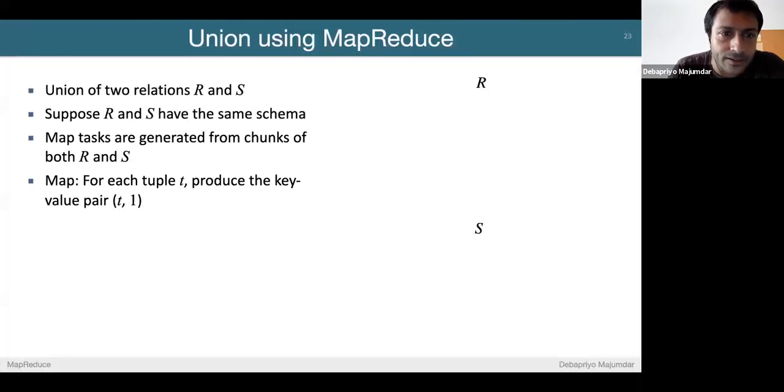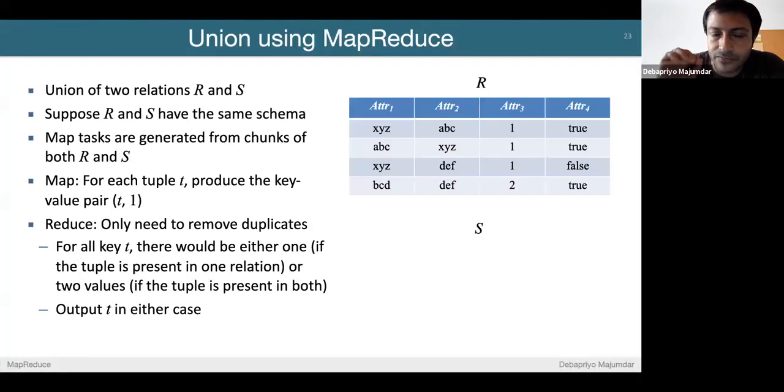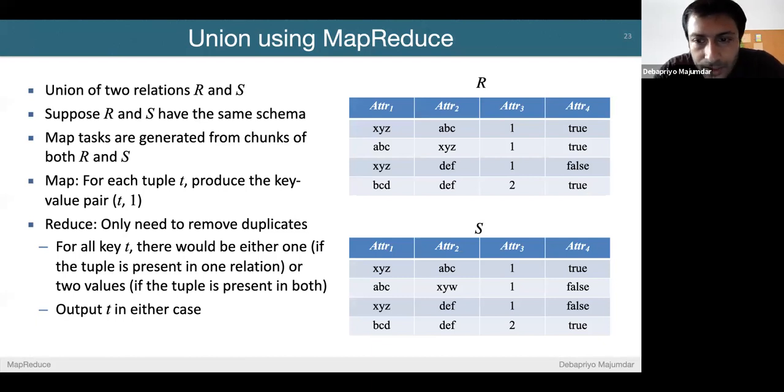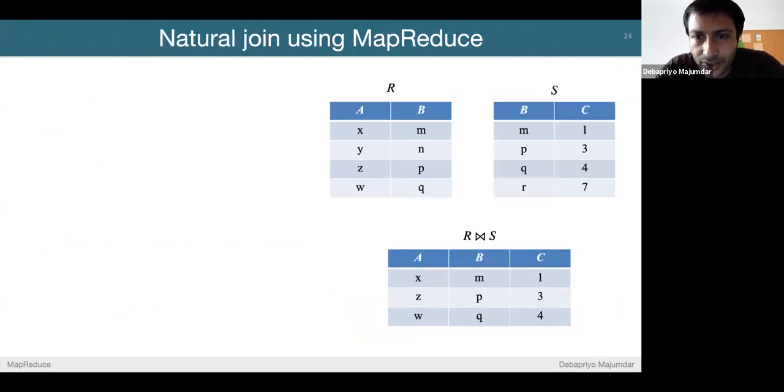So it looks like union is also very trivial with MapReduce. It's clear, right? If there is any question, just stop me. Instead of writing in chat, just speak out. Okay, so let's move to this one, and this is more interesting and not that trivial anymore.